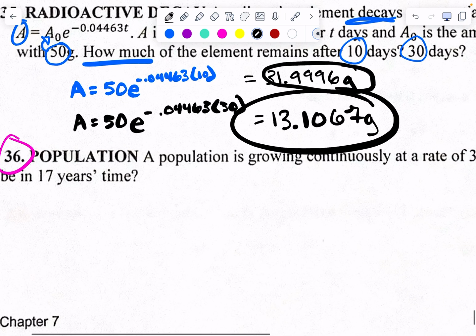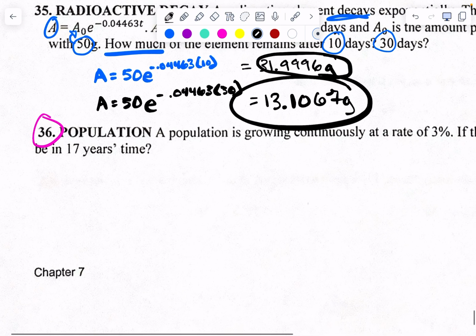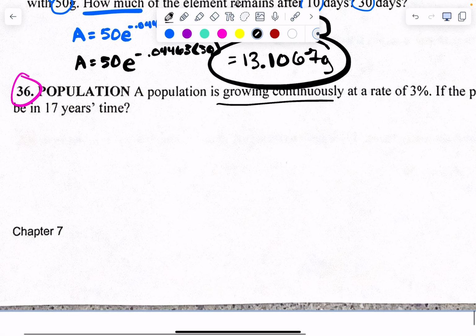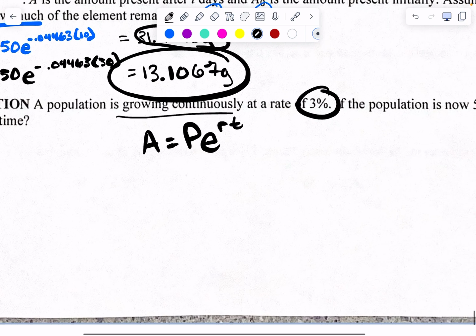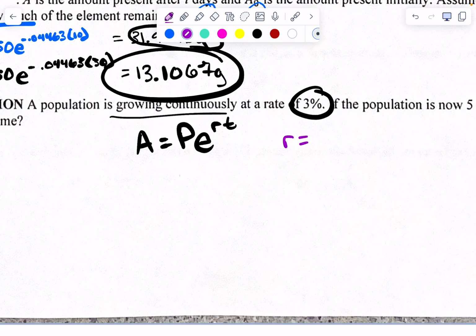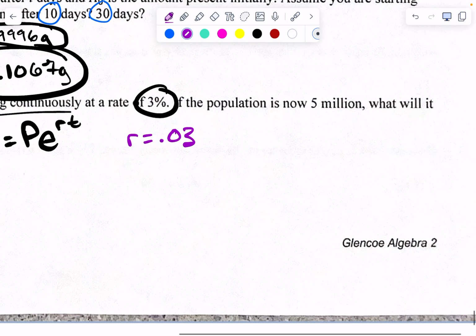Okay? 36. A population is growing continuously. They don't give us an equation, but what's the equation that we use for continuous growth? A equals P E to the RT power, PERT. Yep. At a rate of 3%. That tells me that R is 0.03. If the population is now 5 million, that's P. P is 5.